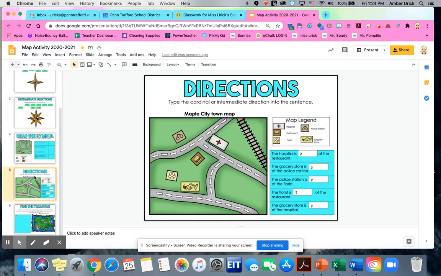I'm going to come down to the next one. Now I'm looking for directions. So I have another map. Do you see some of these? They're looking like they repeat. So over here in my map legend, that's the little box that tells me what each of my pictures stand for. Again, I have hospital, I have restaurant, I have florist, police station, but now I have a new one. I have the grocery store.